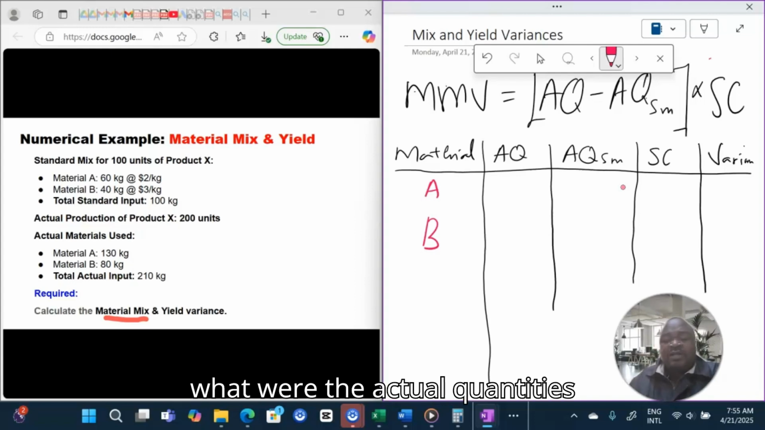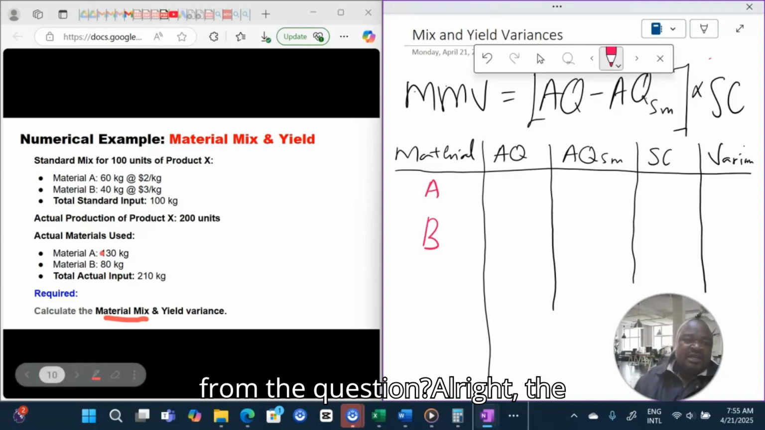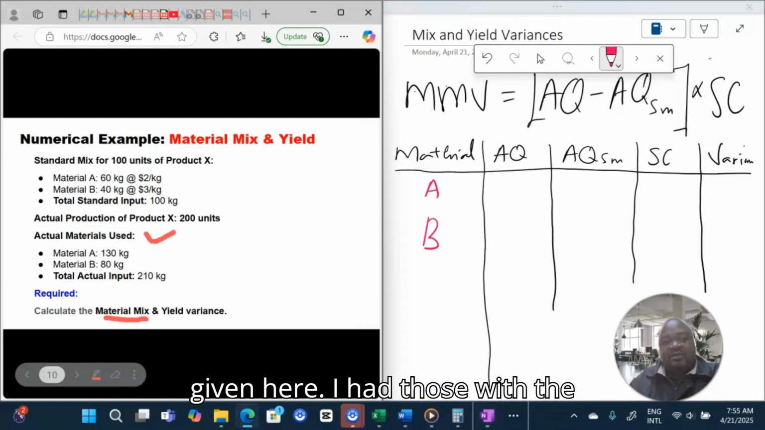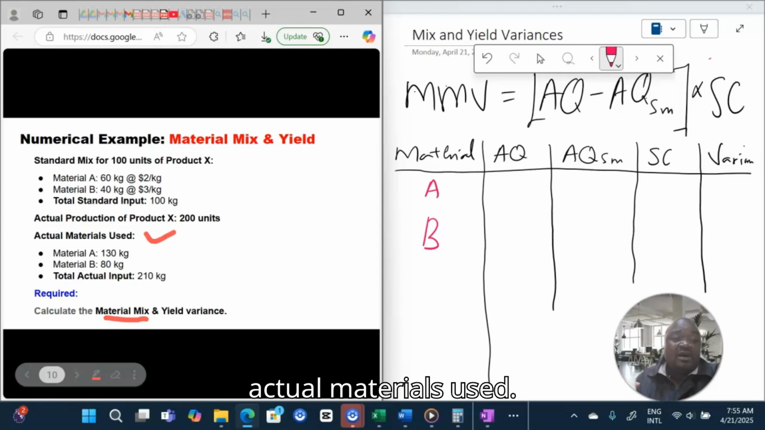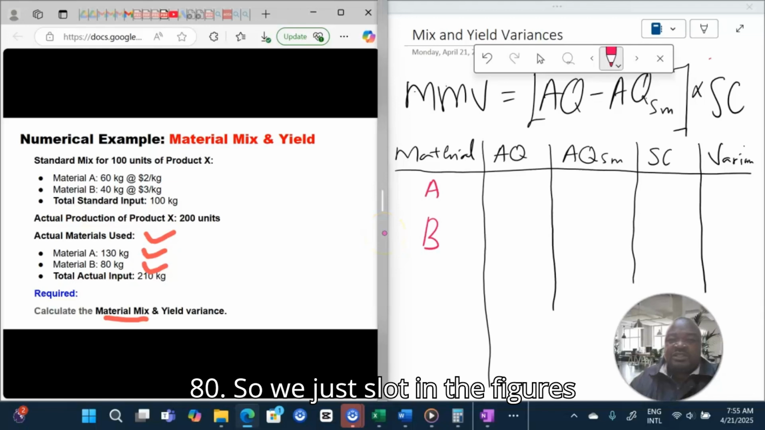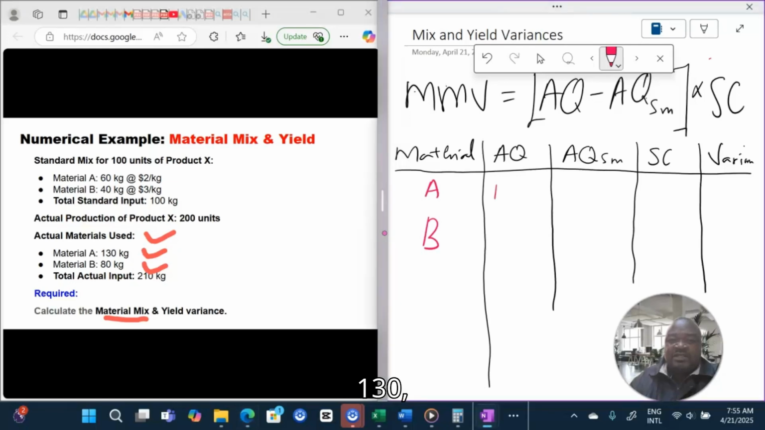So we have got material A, material B. Now, what were the actual quantities from the question? The actual quantities of materials used are given here. Those were the actual materials used. So for material A, we've got 130, B 80. So we just slot in the figures 130, 80. These are kgs.